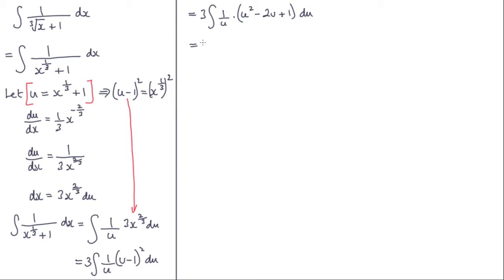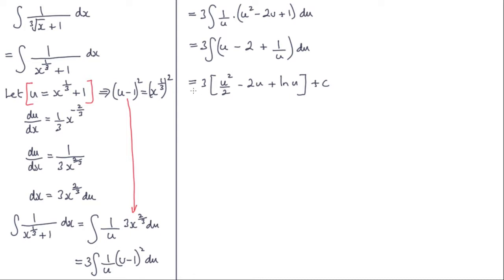Now I can cancel some of these u terms. So u squared divided by u is just u. 2u divided by u is 2. And we're going to have 1 over u with respect to u. So I've got 3, and let's do some integration. Here we would have u squared over 2. Here we would have 2u. And the integral of 1 over u is log of u. I'd also have a constant of integration here.